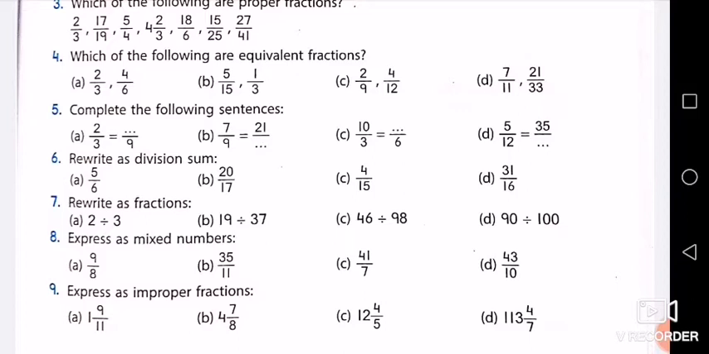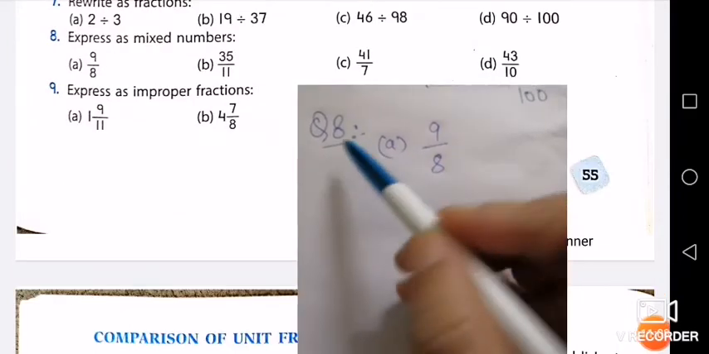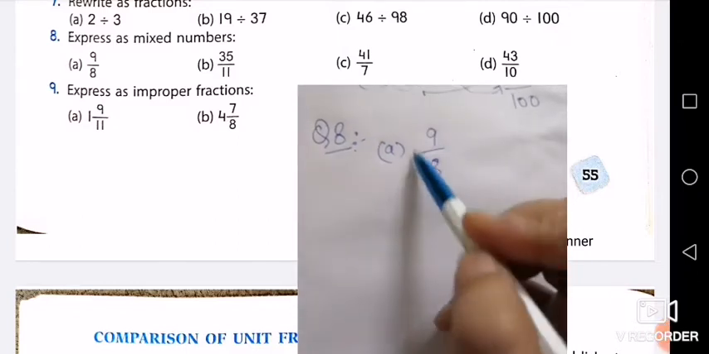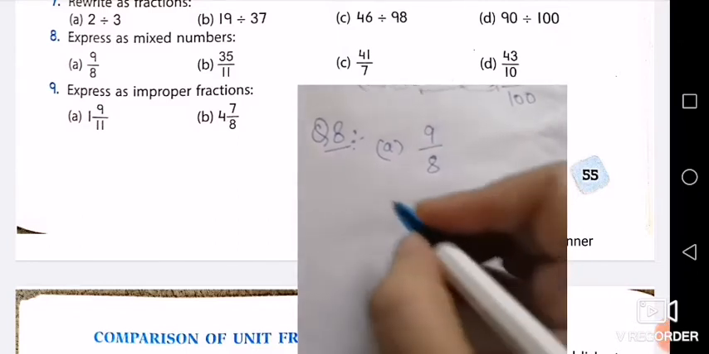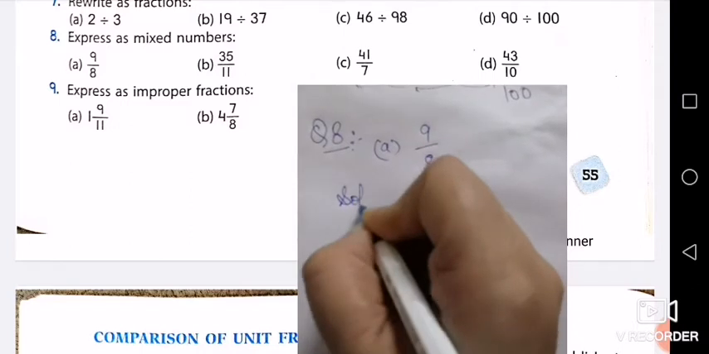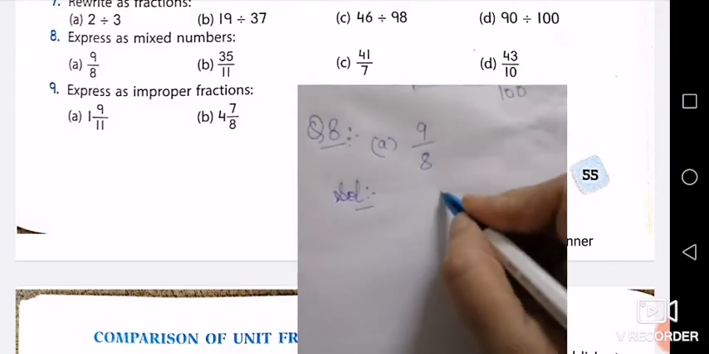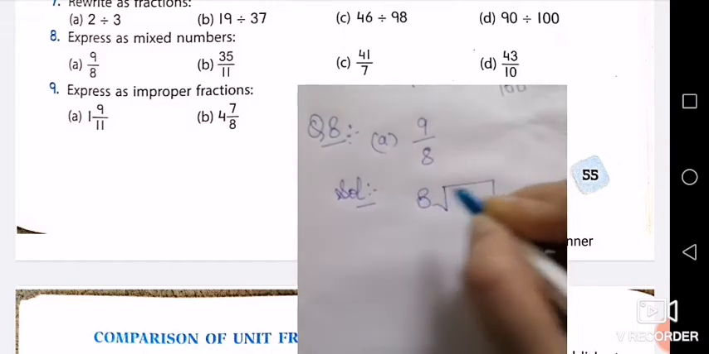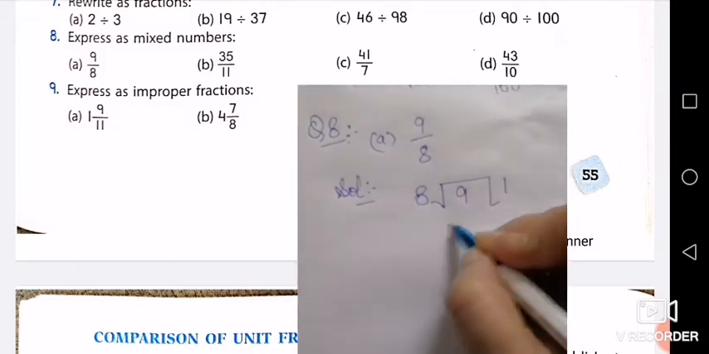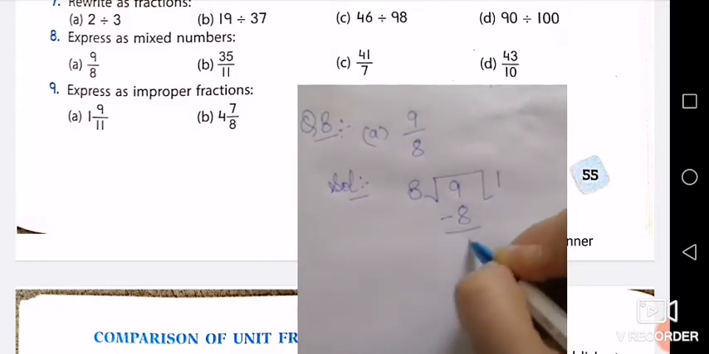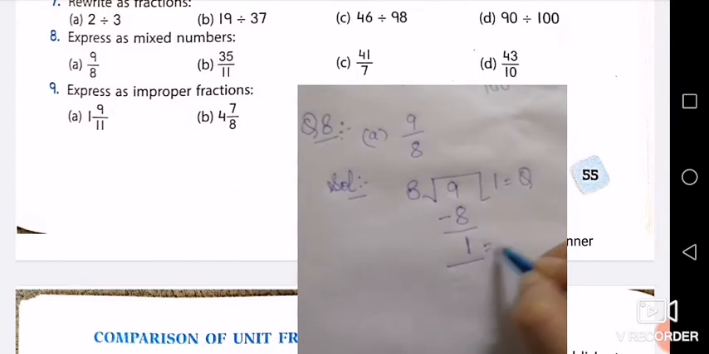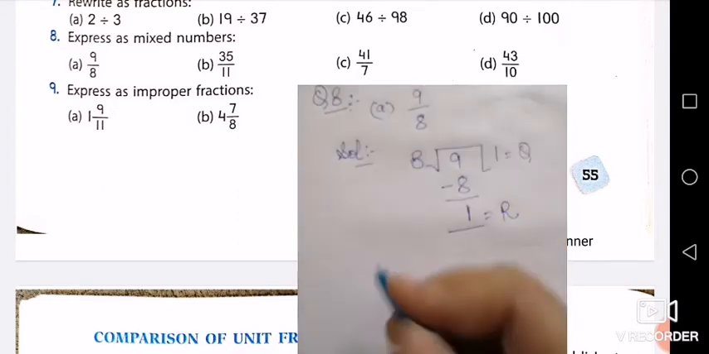So let's start this question number 8. So children, let's start question number 8. Express as mixed numbers. Now this improper fraction has been given. So how will you represent it in the form of a mixed number? So what we will do is the division of 9 by 8. So 1 time it will be 8 and 1 will be the remainder. Now this will become your quotient and this will become your remainder.